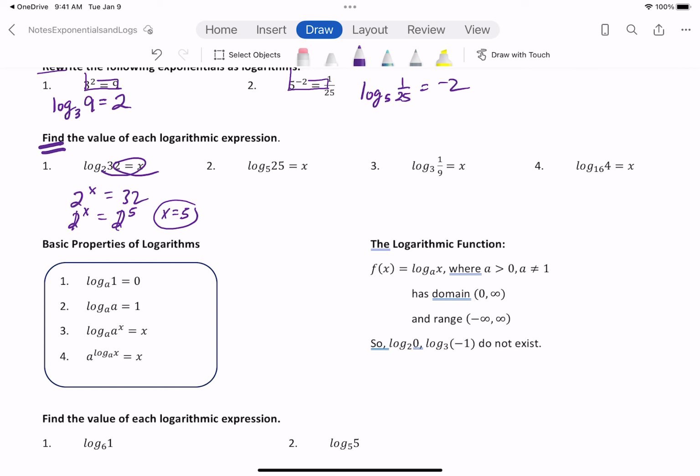Alright, so these are all going to start the same way. They're given as a log, so we're going to need to rewrite them. So I get 5 to the x equals 25. So this is going to work very similar to the last one. I can rewrite both of these as a base of 5. 25 is 5 squared. And once the bases are the same, we can drop them and set the exponents equal.